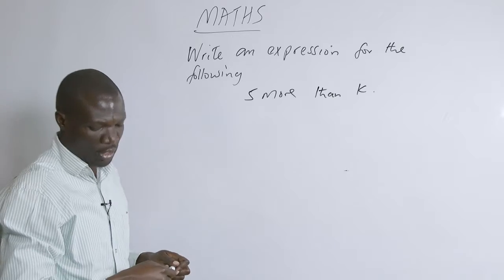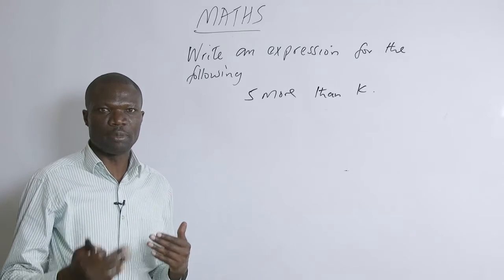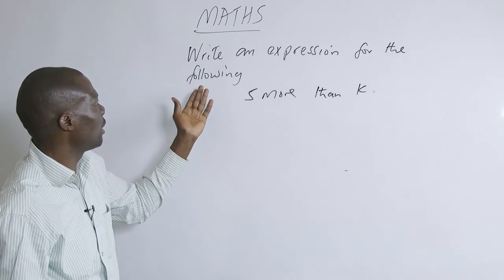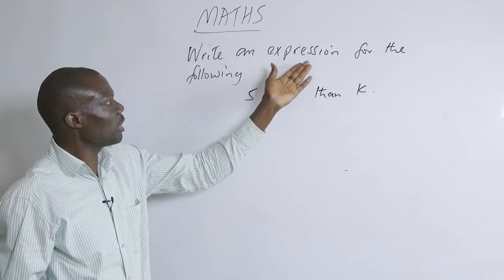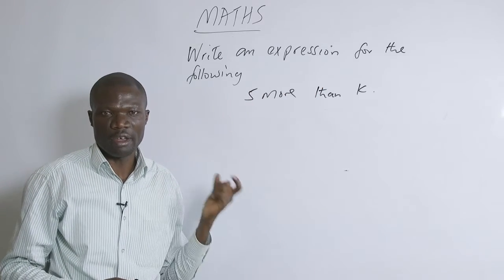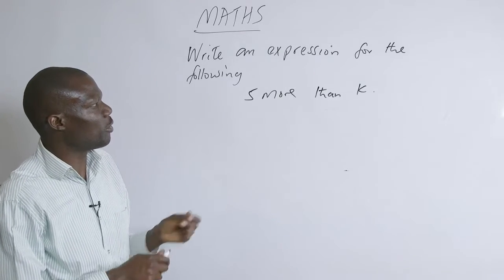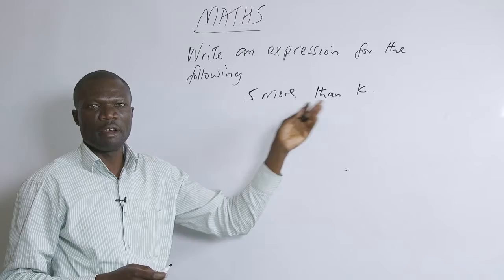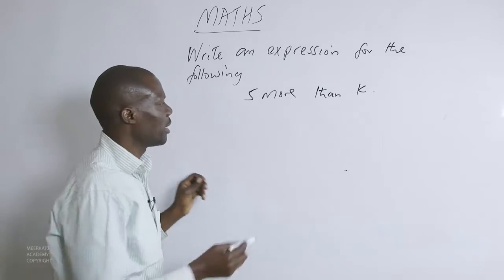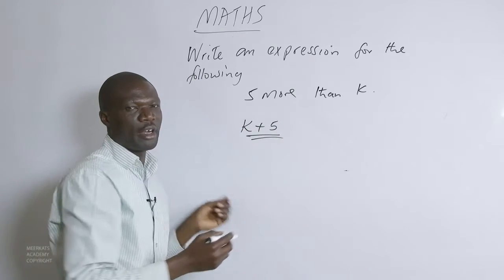This is a question where we are going to expect to have an expression formed from a word description. The word description here is: write an expression for 5 more than k. Then it means that the numeral that we have is k, but the expression we require should be 5 more than k. So this one will give us k plus 5 as our expression.